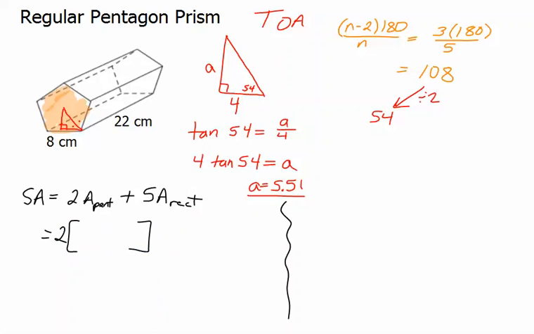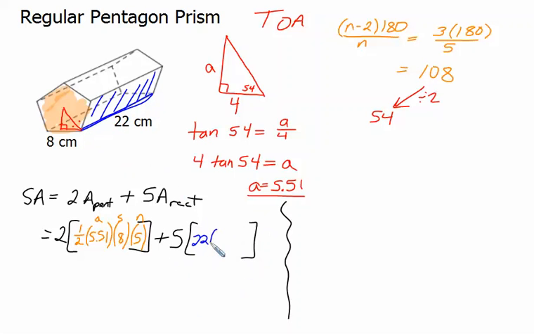Now the area of the pentagon is going to be 1/2 times the apothem, 5.51, times the side length, which is 8, times the number of sides, which is 5. So that's going to be our A, our S, and our N, plus 5 times the area of a rectangle in the picture. Now here's one of the rectangles. Hopefully we can tell that one of its dimensions here is 22. We'll call that the base.